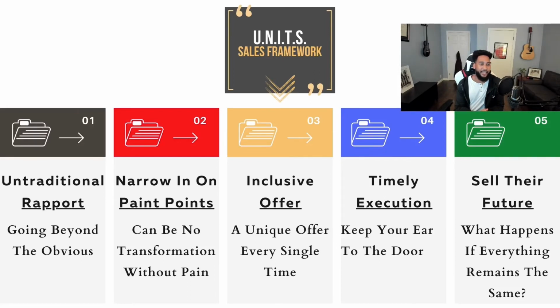Seriously. At the end of the day, like I said: untraditional rapport, narrow in those pain points, make an inclusive offer that's unique every single time you make it, right? If you're talking to Sarah one day and Oscar the next day, they should not be delivered in the same fashion. It has to be unique every single time. So I'm telling you, please make sure you do that. Inclusive offers, timely execution, and sell their future. You have to understand where they want to be and where they're at. In order to do that effectively, you have to do these correctly with the first unit.